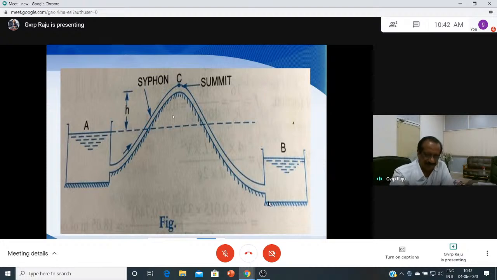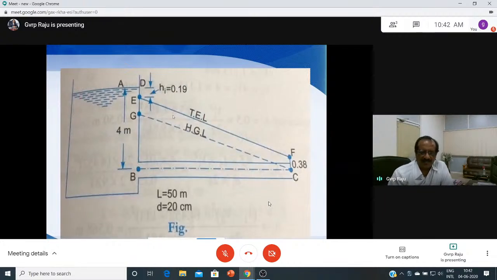So this is the siphon, and this is the hydraulic gradient line, and this is the total energy line. The hydraulic gradient line is the sum of pressure head and datum head. It is the line which gives the sum of pressure head and datum head at different points. The last point reaches here, and the first point is not well defined. The hydraulic gradient line is also called the piezometric line because it gives the pressure head and datum head for different points along the pipeline.